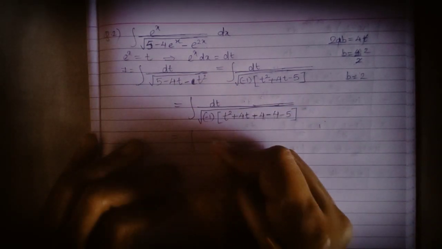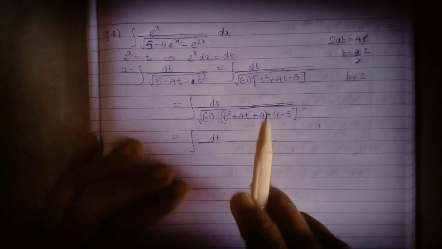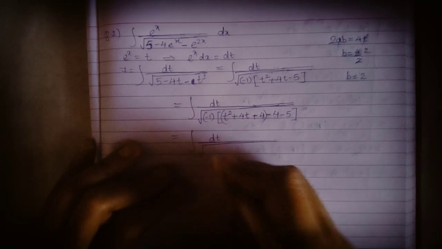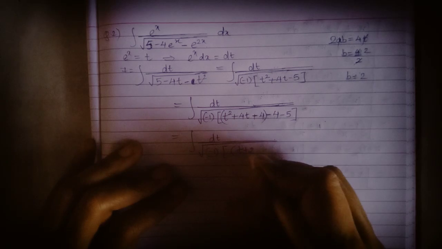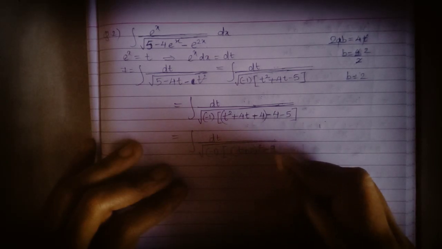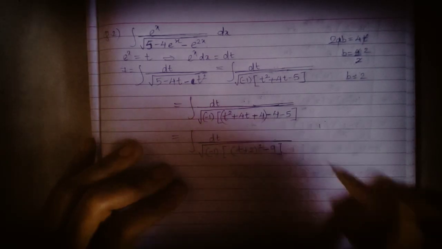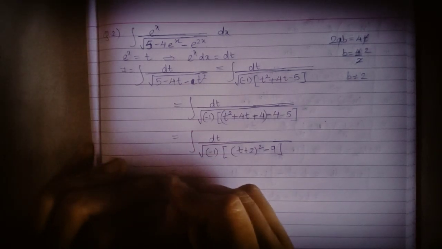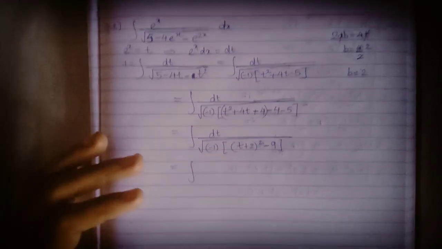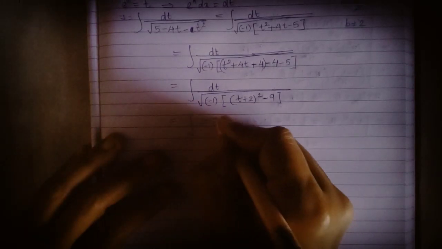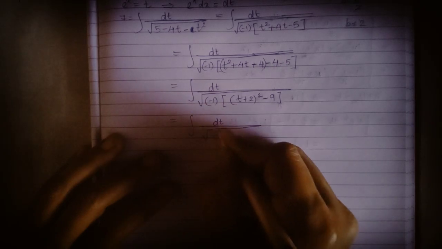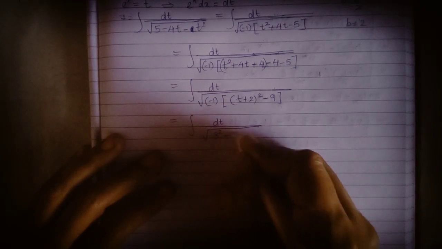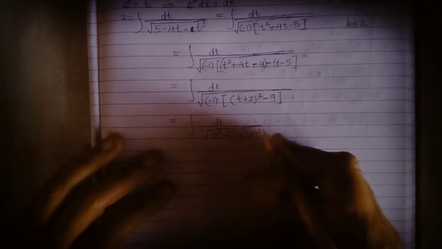Okay, so we'll get this t square plus 4t plus 4. So writing it t plus 2 the whole square minus 9, and 9 we know that it is 3 square. So taking the minus sign inside, you will get root of 3 square minus t plus 2 the whole square.